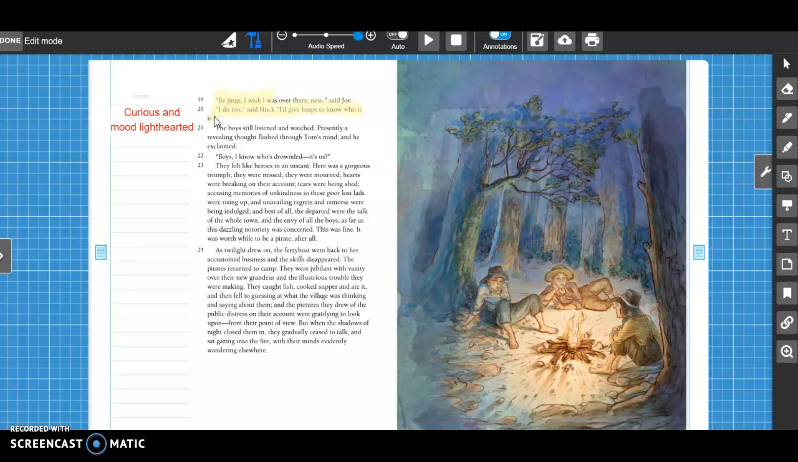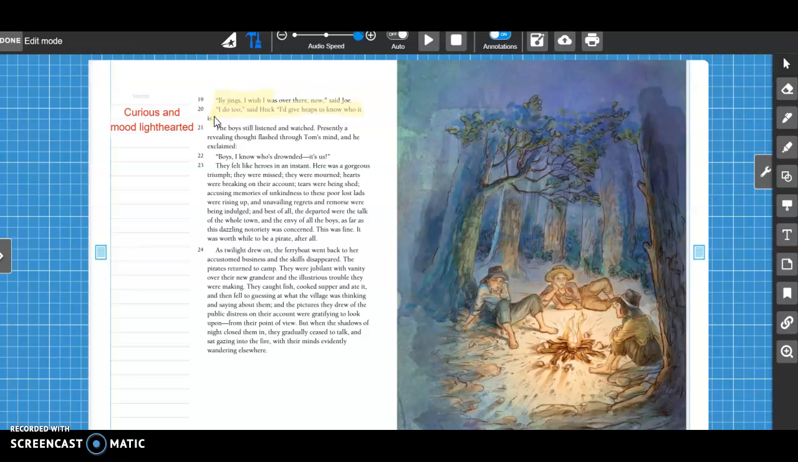So this is where they start using some words that maybe is not in like what we would say. I don't really use the word heaps, and I really don't use the word jings. So this is where the dialect starts to come in, and it creates its own mood. So there's no metaphor in this one. This is just the dialect. So if you want to highlight what I highlighted, by jings, that part, and where Huck starts to say, I give heaps to know who it is.